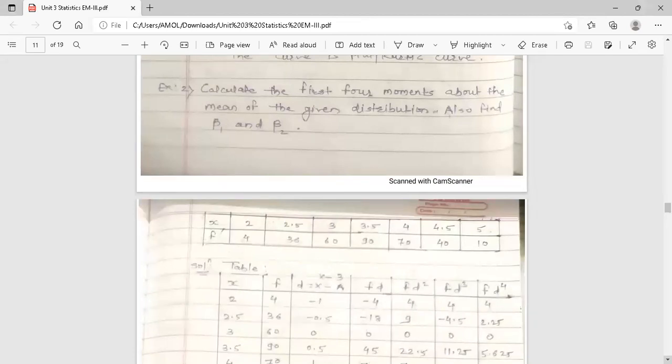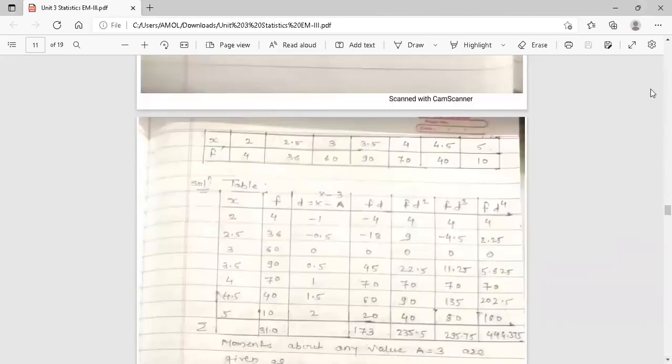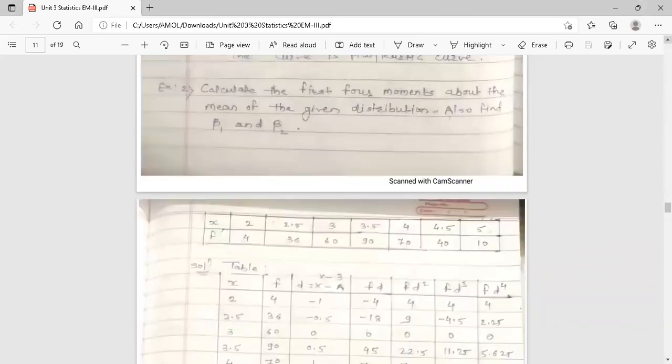With the example, calculate the first 4 moments about the mean of the given distribution. Also find beta 1 and beta 2. Here the data is given. The data is in the form of a frequency distribution, that is, observations with frequencies are given here. Now, our aim is to calculate the first 4 moments about the mean.